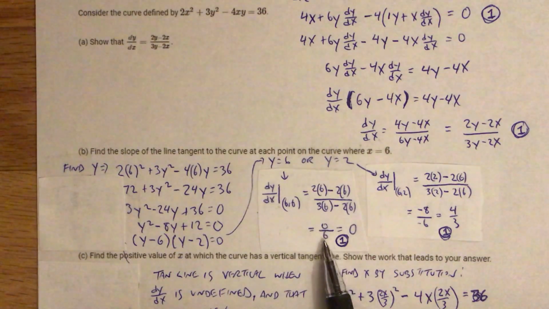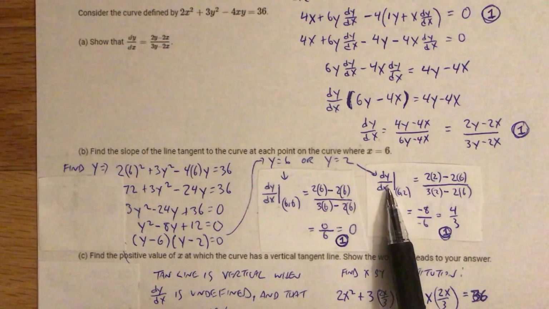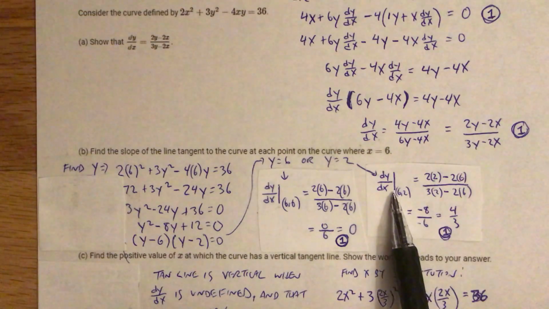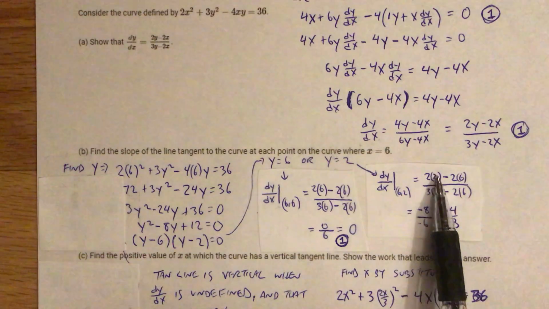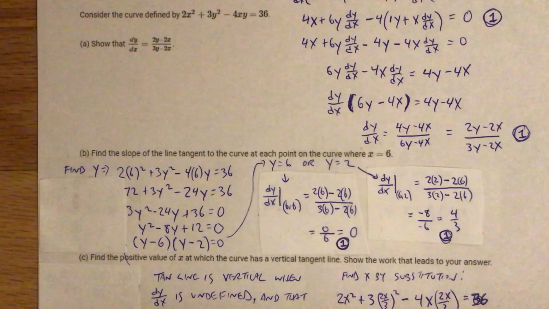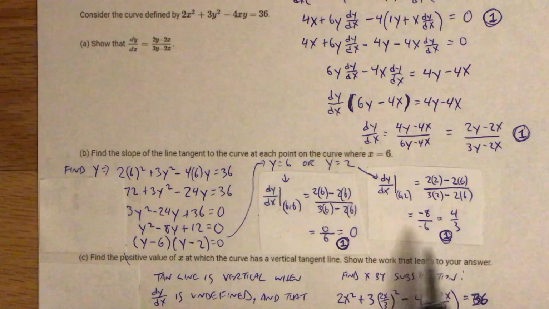So that comes out as 0 over 6, which is 0. Then if you do that in the second one, the y's are now 2. The x's are still 6. That comes out as 4/3. So there's 1 point for each slope.